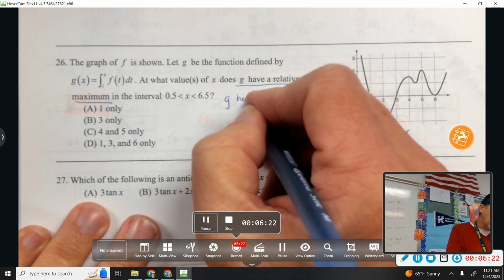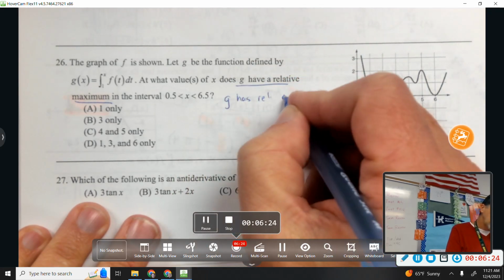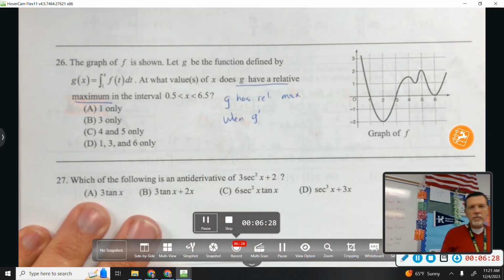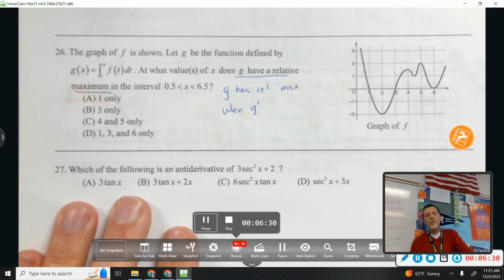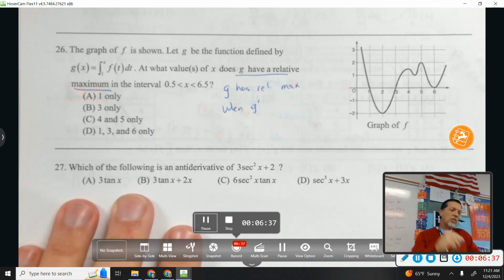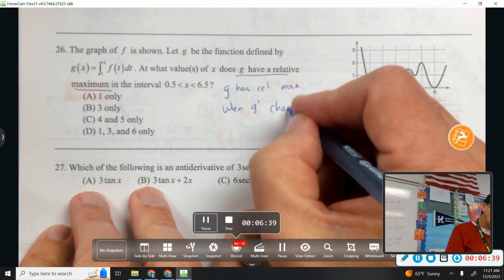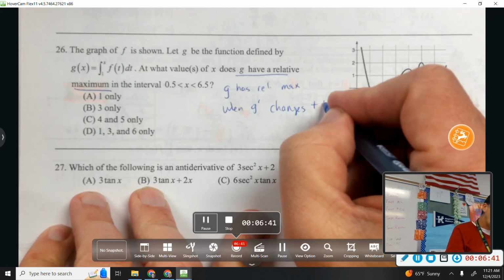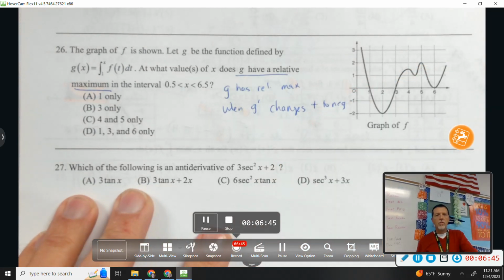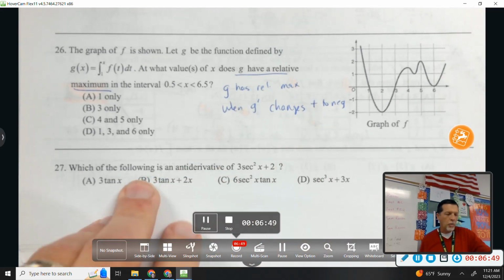Okay, g has a relative maximum when g prime, again I'm answering generically before I go to this particular problem, g has a relative max when g prime changes positive to negative. Okay, so I need something about g prime, and this graph is of f, so I don't know if that's helping me yet anyway.